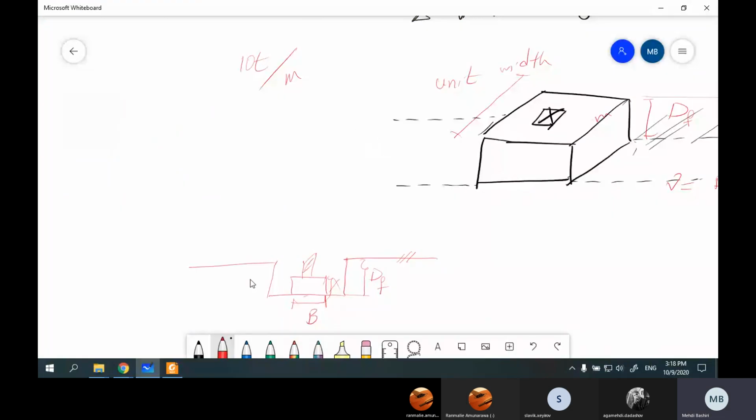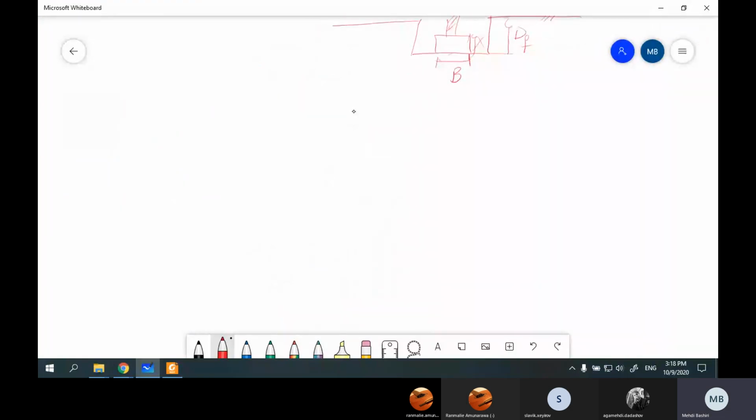Okay, let's solve that example. I'm going to show you in 3D. It says this is our foundation.